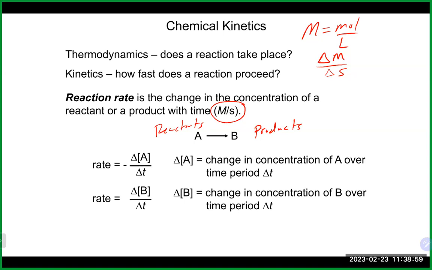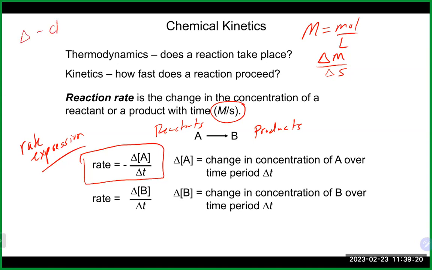We could write what is sometimes referred to as a rate expression to help explain what's going on. For this particular reaction, we could write the rate is equal to minus the change in concentration of A over the change in time. Typically, if you see the delta symbol, that means change. And if you see the brackets, that means concentration.